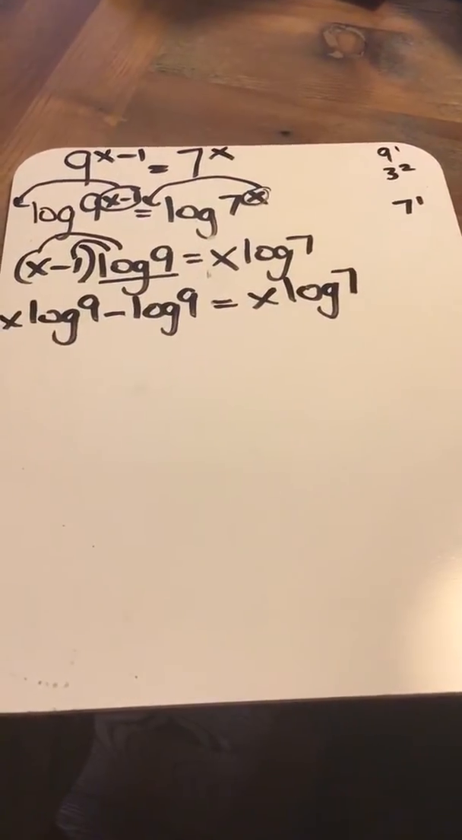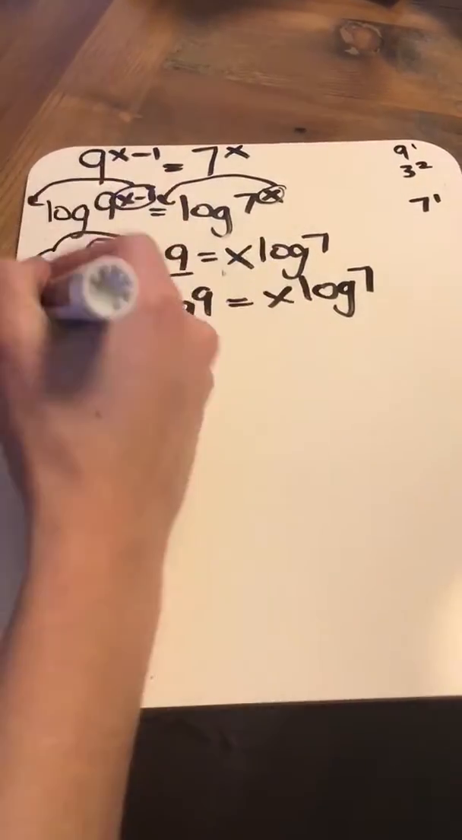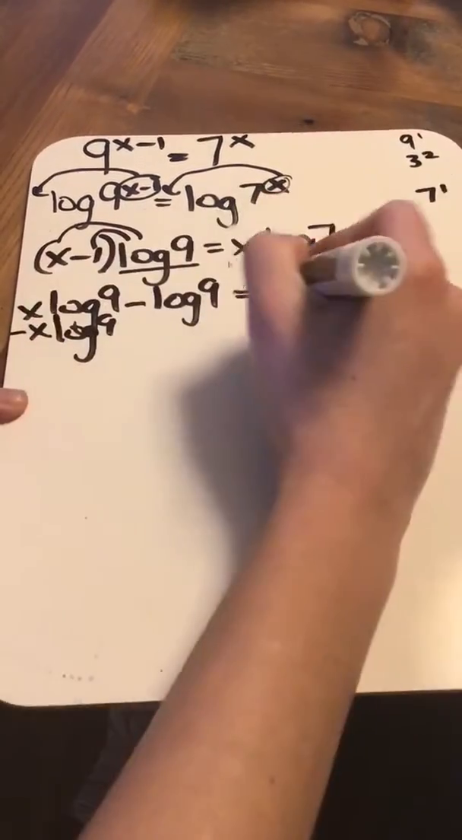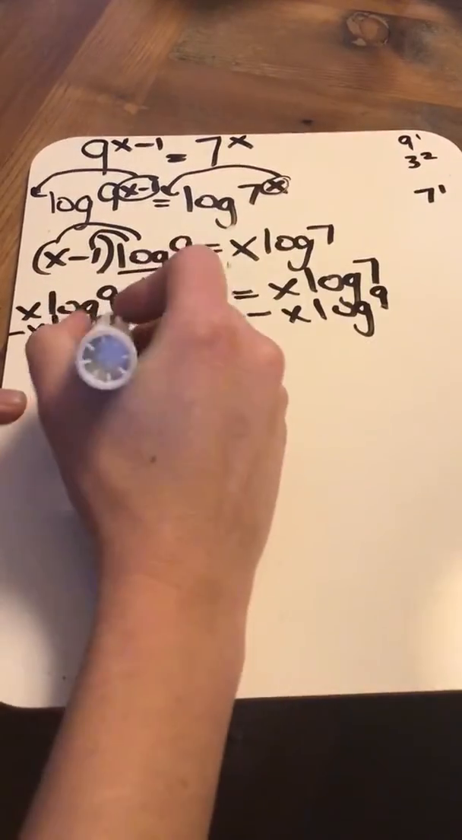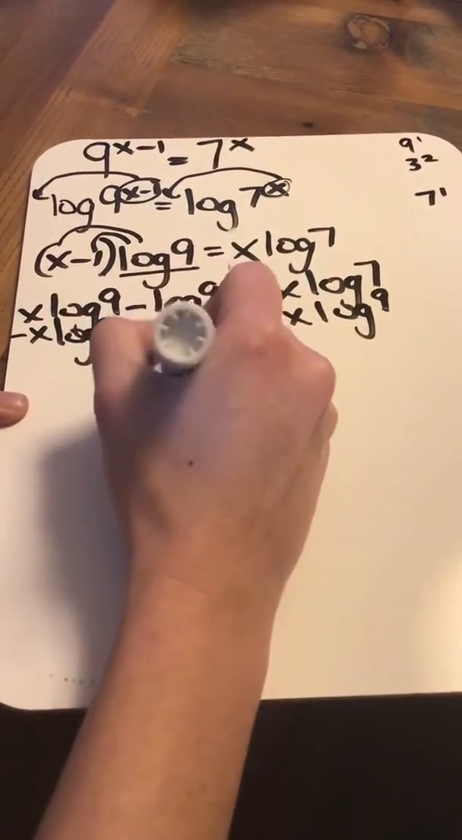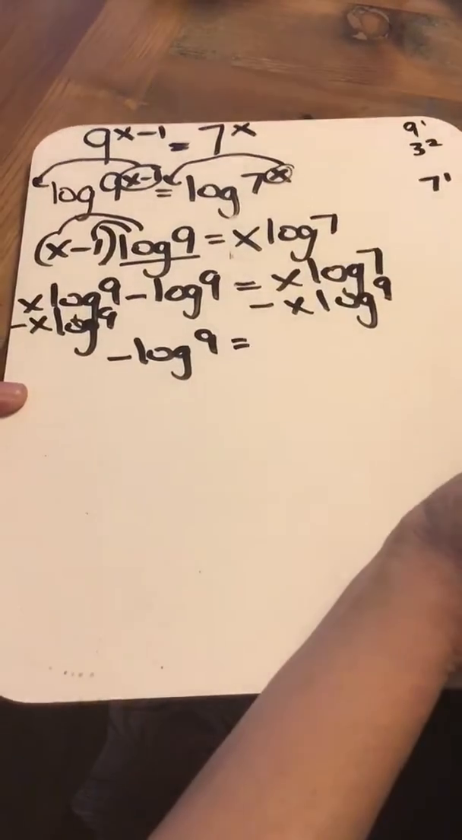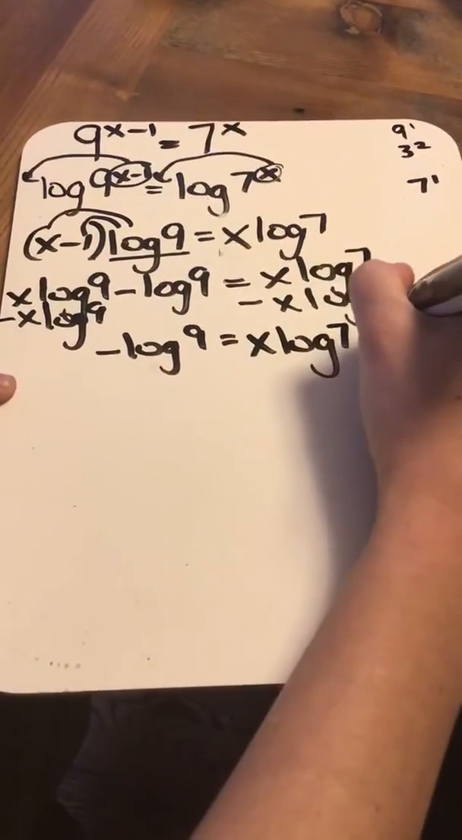Now that I've gotten the x out of the parentheses, I need to get my x's together to the same side. So I'm going to put these two to the same side, so I need to subtract this to move it to the other side. Okay, this side over here is negative log 9. There's no variables, so that's something I could type into my calculator and it would give me a number. And over here, I'm just going to write this.